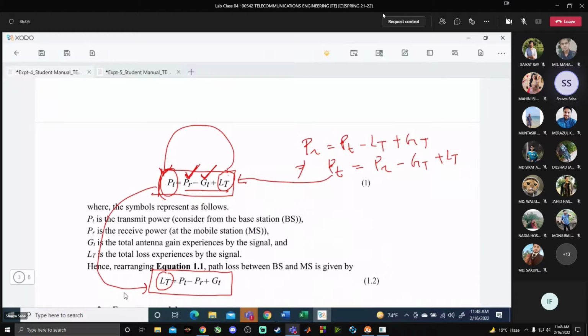Does anyone have any question here? Any confusion here? No confusion.